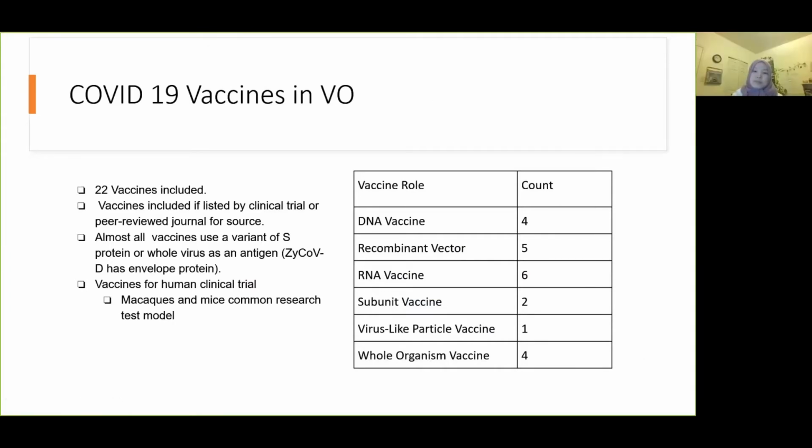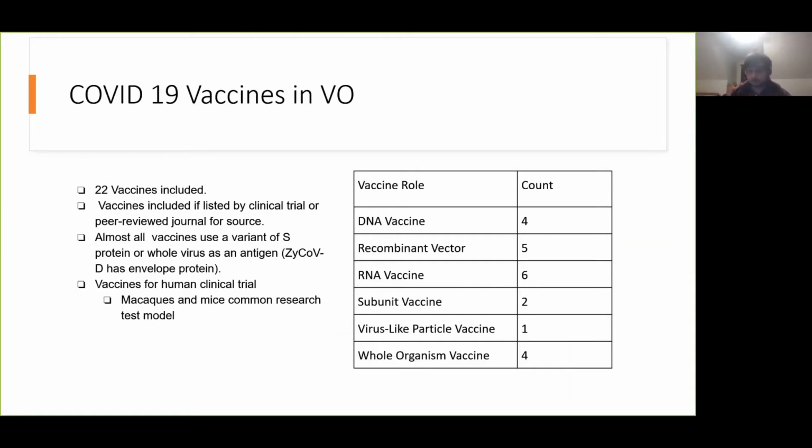Thank you, Asiyah. Currently, there are 22 COVID-19 vaccines within VO. All these vaccines are either registered within a clinical trial or are published within a peer-reviewed source. Most of these vaccines share a common set of antigens, either the spike glycoprotein of SARS-CoV-2 or the actual virus itself. There's one exception shown in parentheses, SARS-CoV-D, which uses the envelope protein. In addition, all these vaccines are within some human clinical trial, even though there's some difference in what organism they used for their initial animal model, the monkeys and mice being more common.